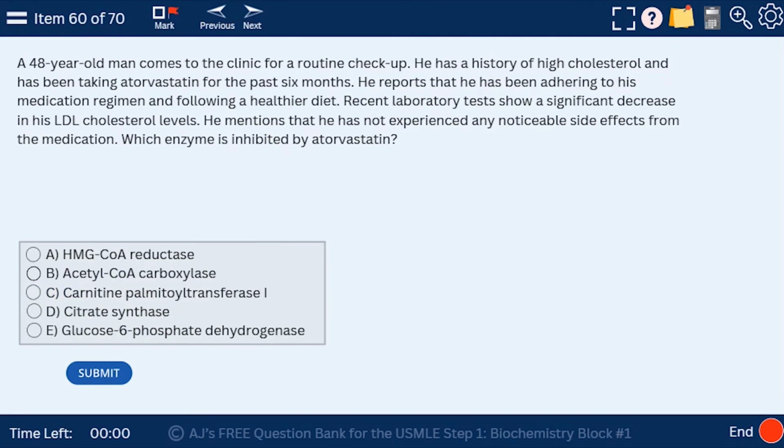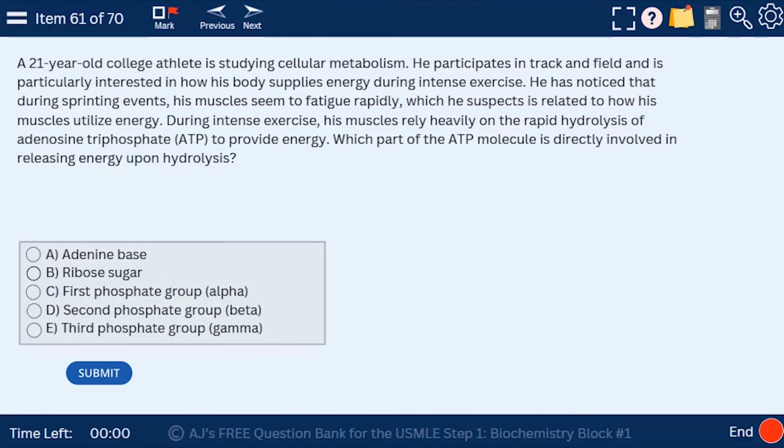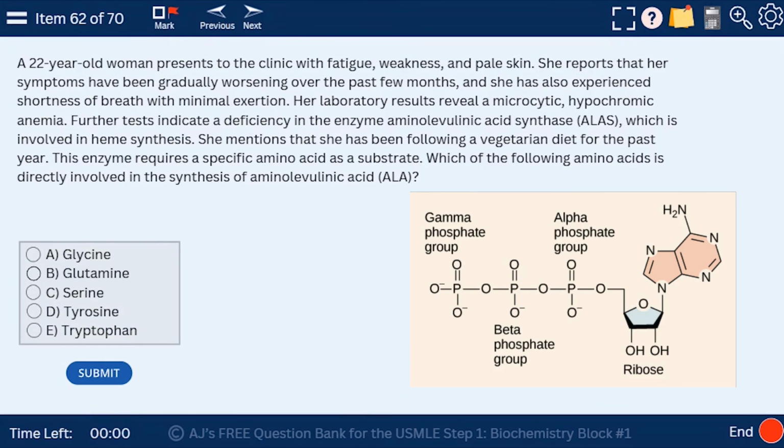Let's move on. Question 60. What does atorvastatin do? It inhibits HMG-CoA reductase. This reduces the production of cholesterol, leading to lower levels of LDL, the bad cholesterol, LDL. 61. How is energy released when we break apart the ATP molecule? It's the third phosphate group, the gamma bond. Question 62. Which amino acid is directly involved in the synthesis of ALA? Actually, I mentioned this. This is glycine. So we have a repeat question over here.